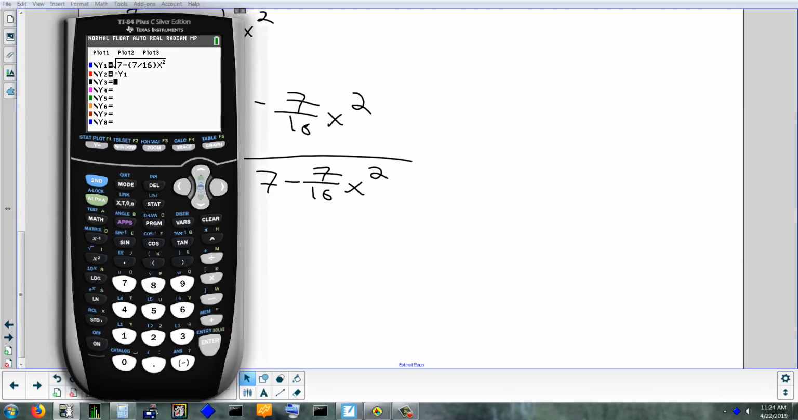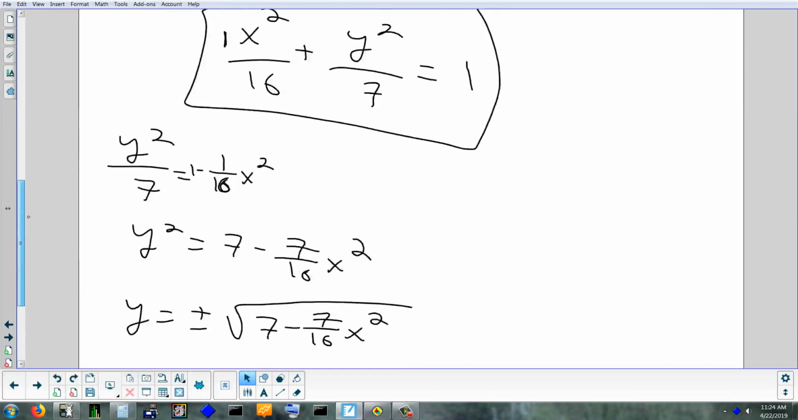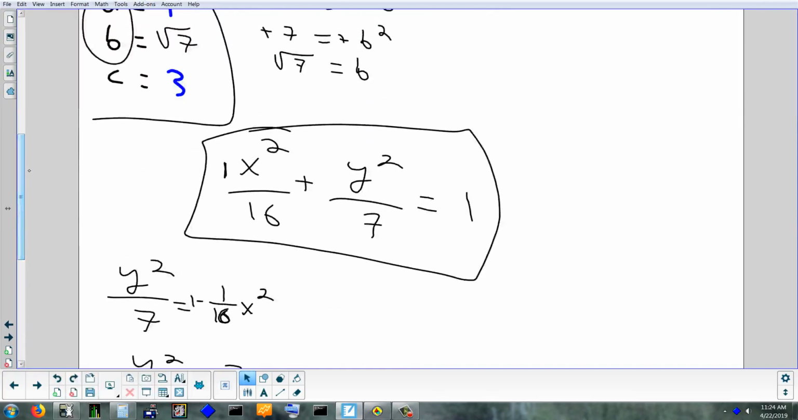Most of the time, you're not going to have to graph it on the calculator. Sometimes I just like to double check my sketch, since it's not really that hard to double check. Okay. Any questions on that equation?